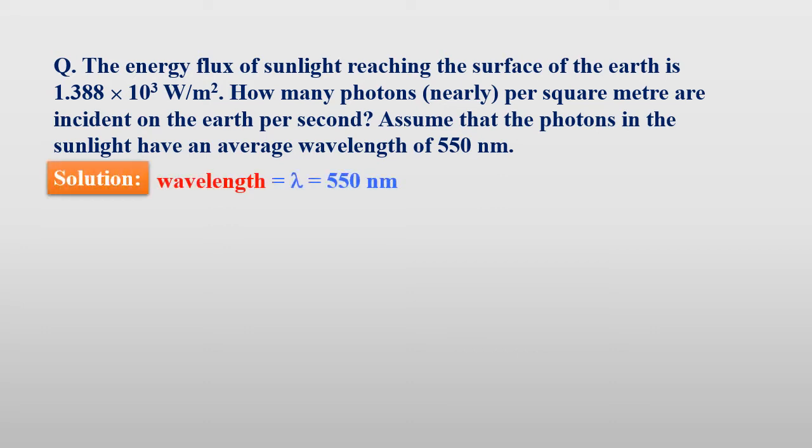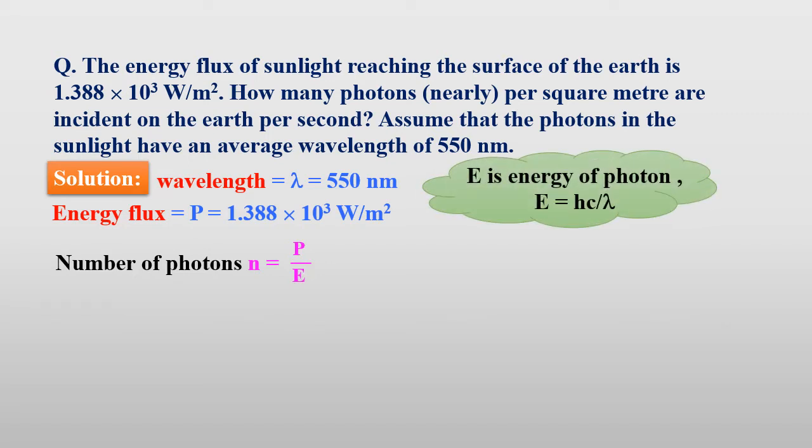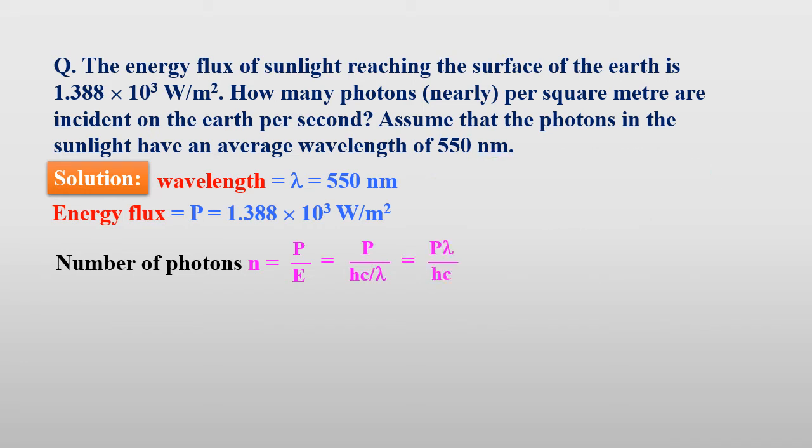Solution. Wavelength given, λ is equal to 550 nanometer. Energy flux P is equal to 1.388 × 10^3 watt per square meter. Number of photons N is equal to P divided by E, where E is the energy of a photon. E can be written as hν, and ν can be written as c/λ, so E = hc/λ. So P divided by E becomes P λ divided by hc, as λ goes to the numerator.